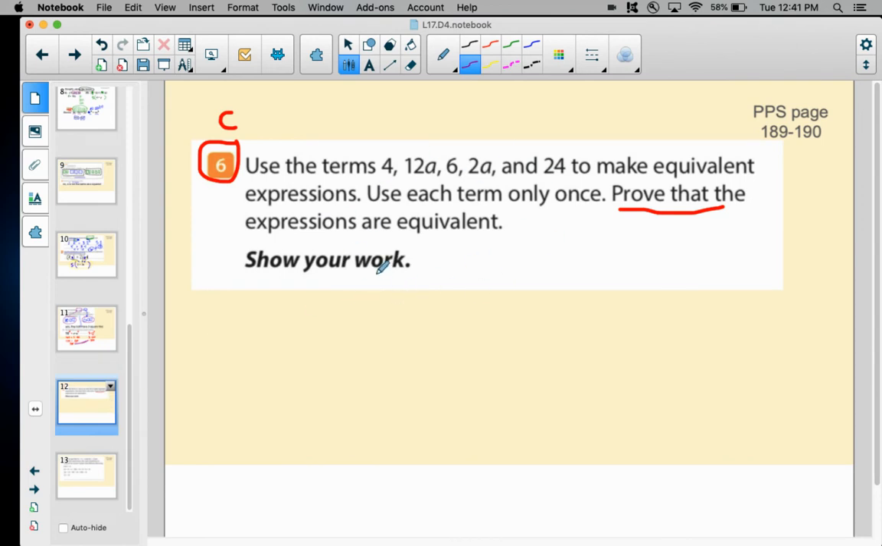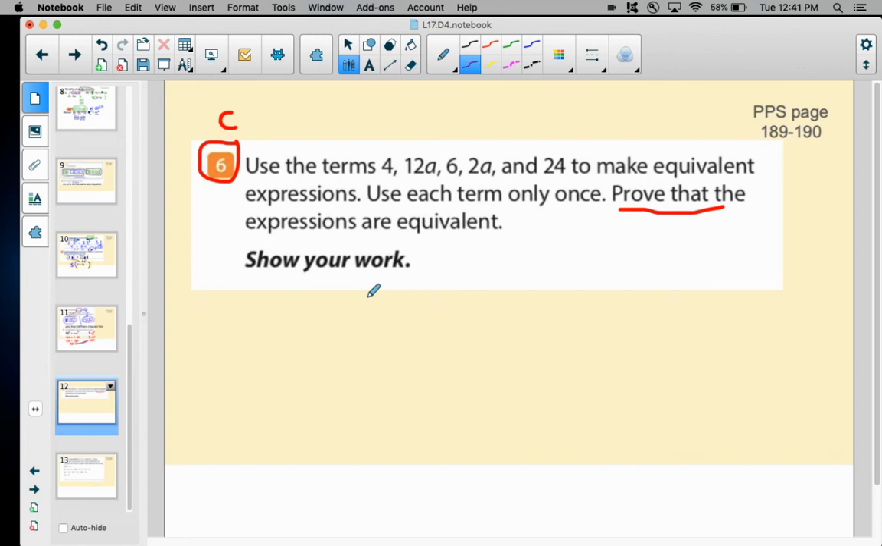Number 6 was a challenge, and when I started talking about this with one of my groups, I didn't get a chance to finish. The hard part was that you don't have to use each term. You have to use each term once, but you can use some of them for one expression and then some of the others for the equivalent expression. So this took a little bit of trial and error.